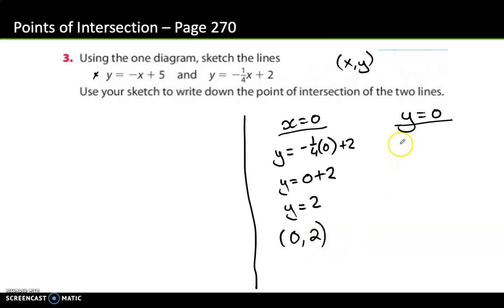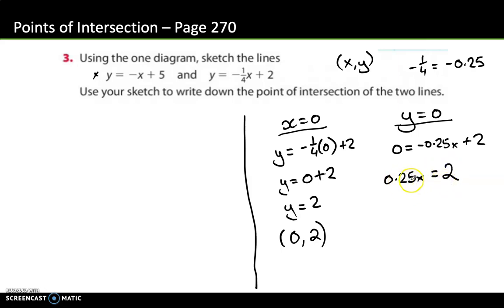Now, for this one, my y is equal to 0, but I'm going to change my -1/4 to a decimal, -0.25, okay? Might make things a little bit easier. So instead, I'm going to have 0 equals -0.25x plus 2. I'm going to bring this -0.25x to the left-hand side, so it becomes a positive 0.25x is equal to 2.